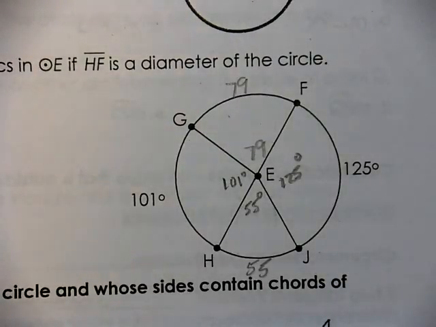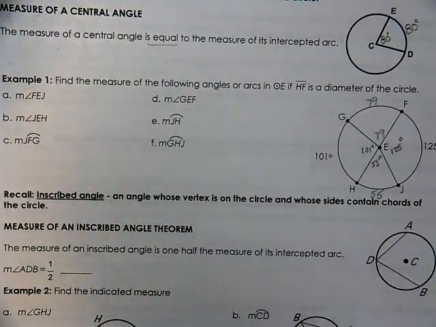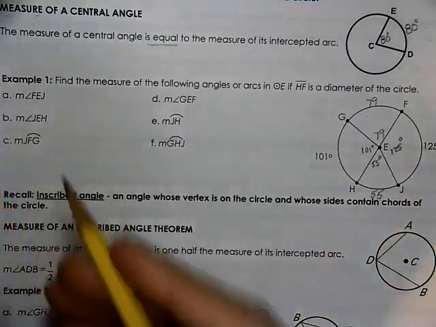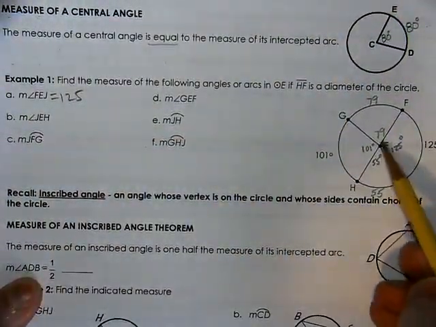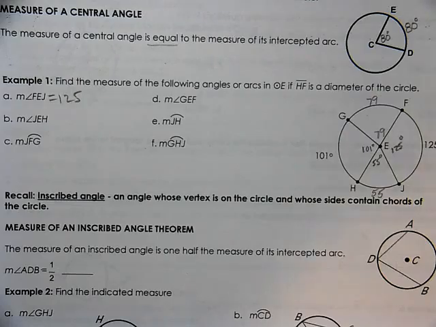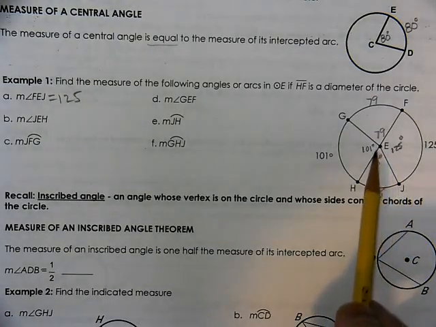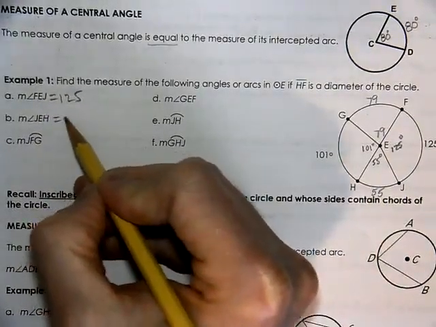So now we'll be able to take a step back and answer these questions. The measure of FEJ is 125. That's your angle. Letter B, the measure of angle JEH: 55.